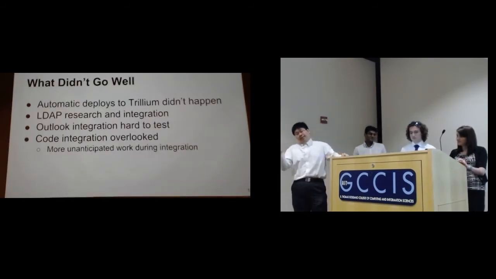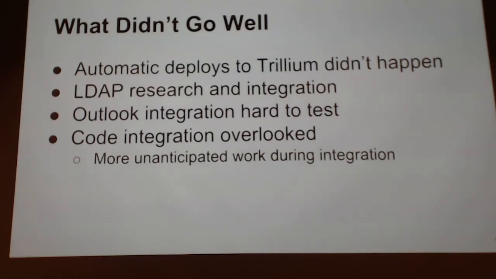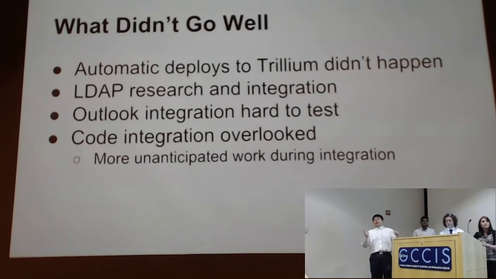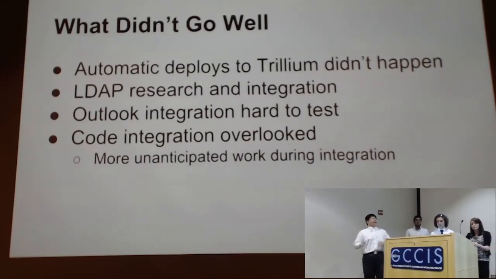So, like I mentioned before, we did have a Jenkins instance up on Trillium's production machine, production host. However, we couldn't get it to work as we expected to. So at this point in time, all deploys are manual for production. And we encountered a few problems related to deployments towards the end.